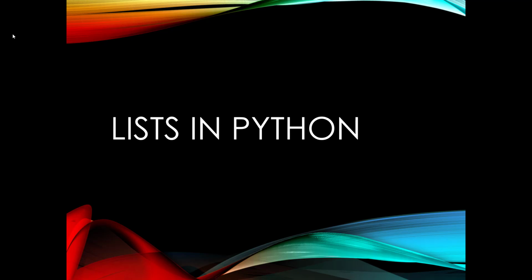Welcome to this lecture, Lists in Python. Lists are one of the most commonly used data structures. They are ordered, mutable, means it is changeable, and can hold elements of different types, including other lists.